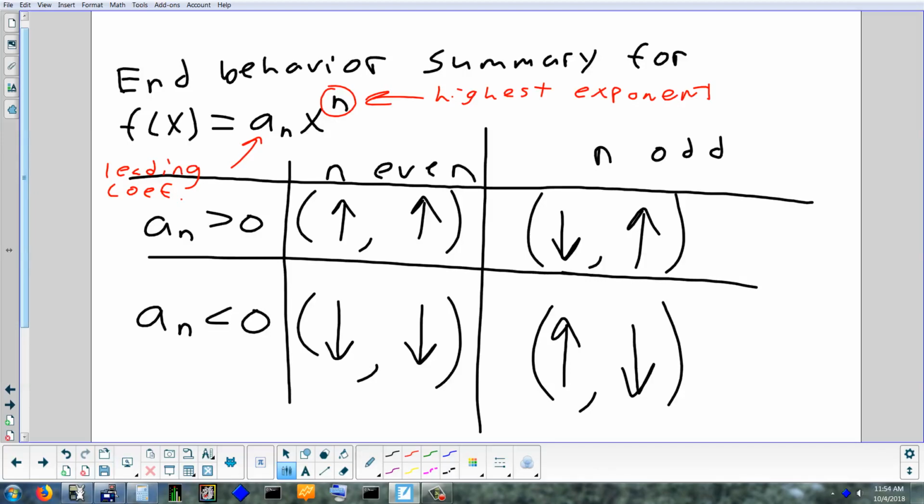If you have an odd exponent, that's when you get one of each. Odd exponents go up on one side, down on the other. Which side is up, which side is down, that depends on the leading coefficient. If the leading coefficient is positive, you get the upper right case. If the leading coefficient is negative, you get the one on the lower right. That chart will tell you what the end behavior is going to be.